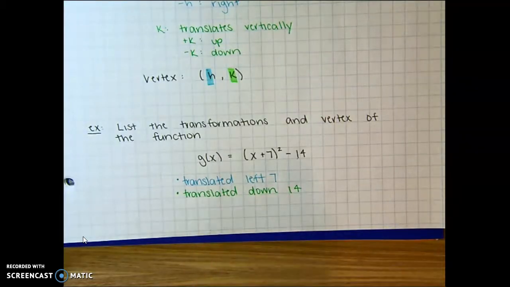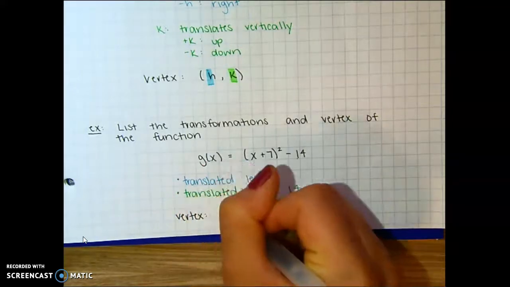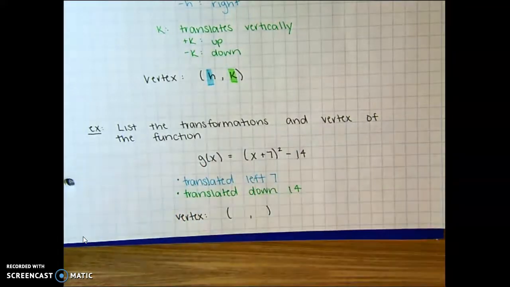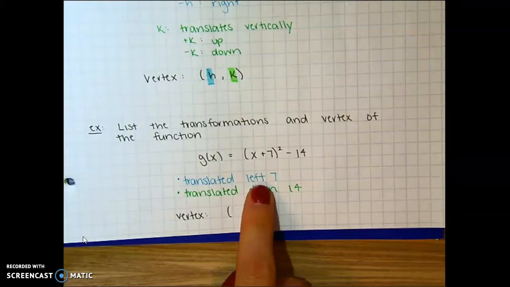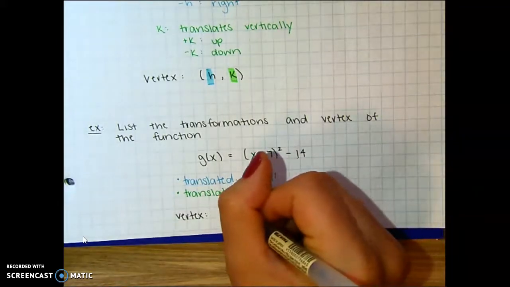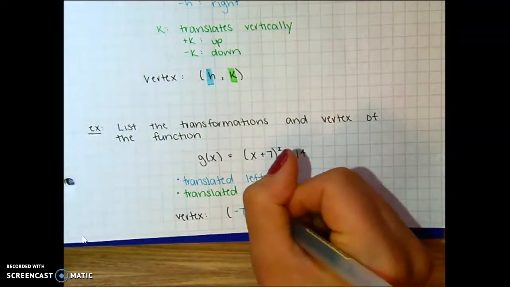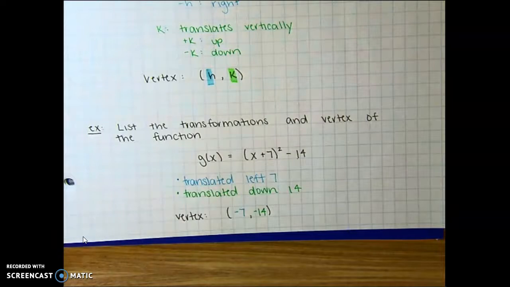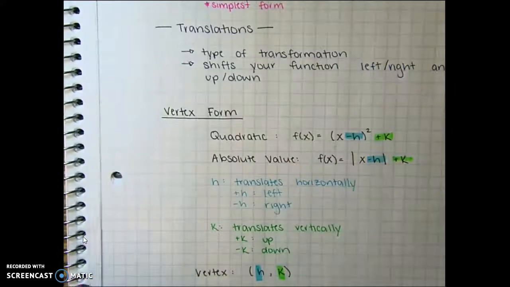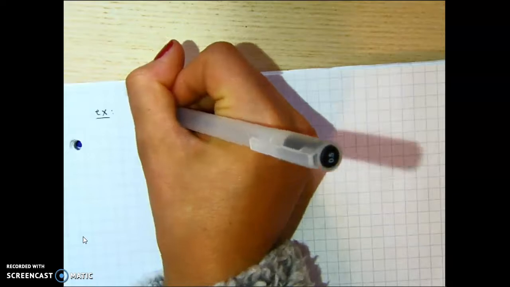So then the vertex is going to be left 7, so it's going to be at negative 7 and down 14. Negative 14. Okay, let's do another example and then we'll do a graph. Alright. Describe the transformation.